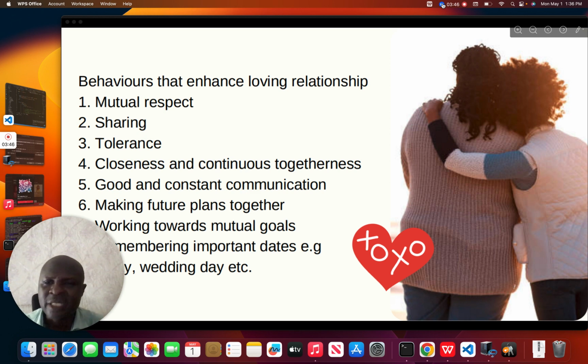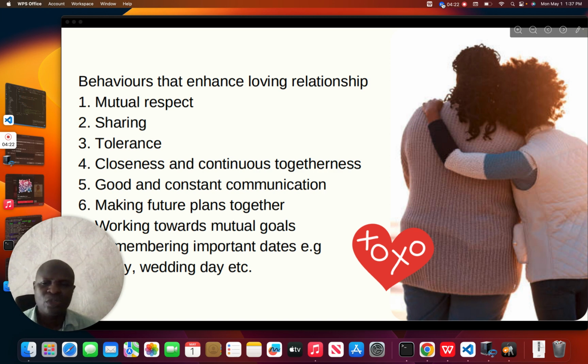Then another aspect is closeness and continuous togetherness. When you say you love somebody, you must always be close, discussing meaningful things, discussing about your future, discussing about what will bring good things your way. For instance, maybe you want to become a medical doctor, you start discussing it, planning, thinking, how can you achieve that? Then there must be good and constant communication.